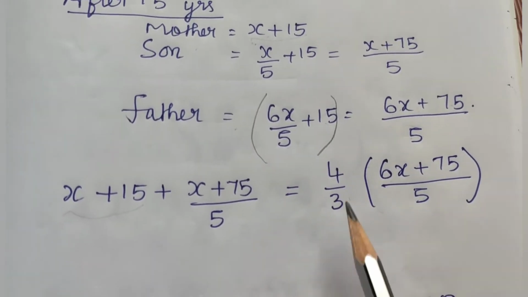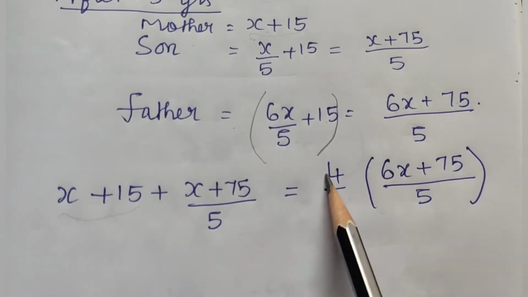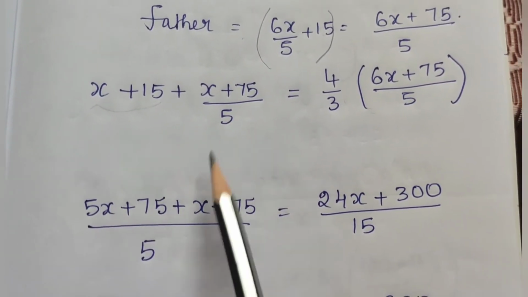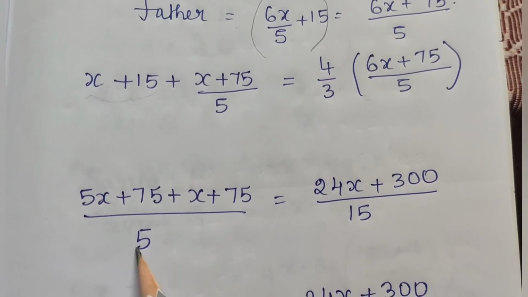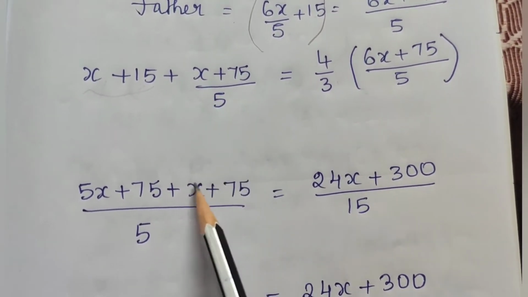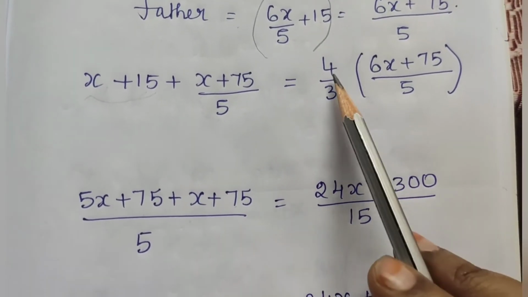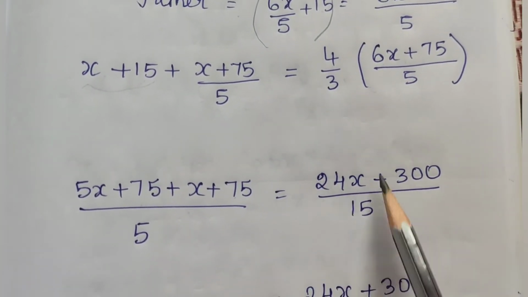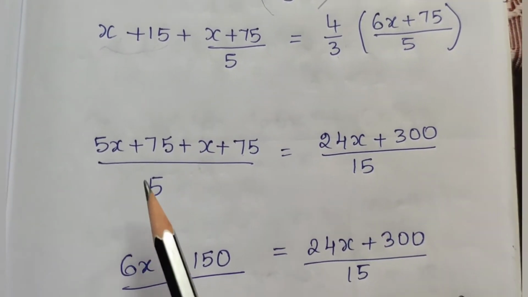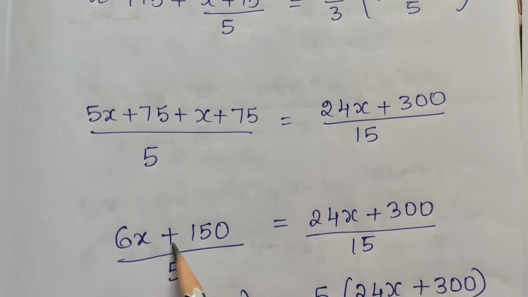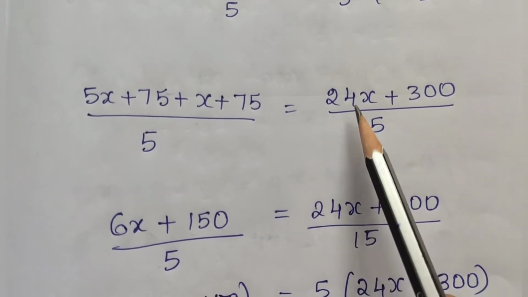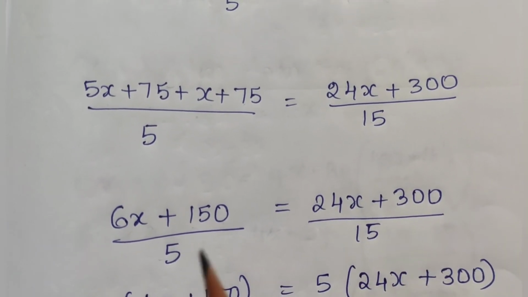4/3 of father's age after 15 years. So, we get LCM is 5. 5 into X, 5X. 5 into 15, 75. Now, here you have the denominator 5. So, X plus 75 equal to, I take this 4 inside, 24X plus 4 into 75, 300. 3 into 5, 15. So, we get 5 plus X, 6X plus 75 plus 75, 150 by 5. And here we go, 24X plus 300 by 15.